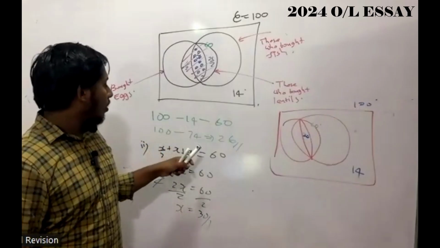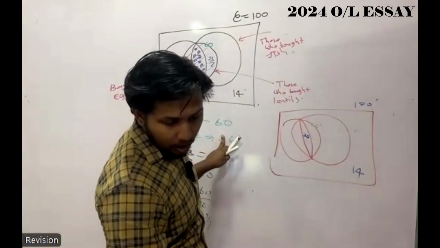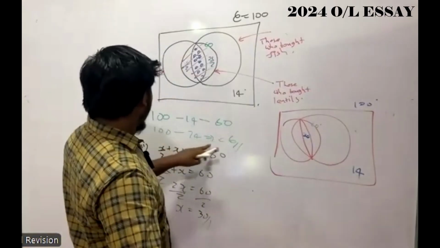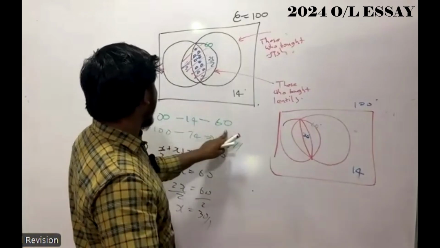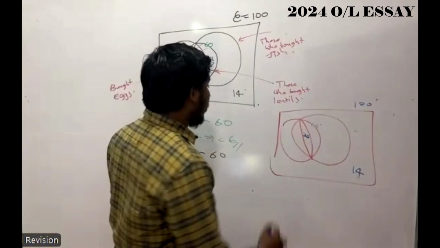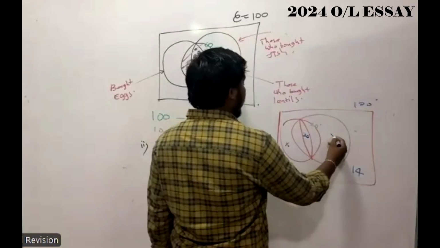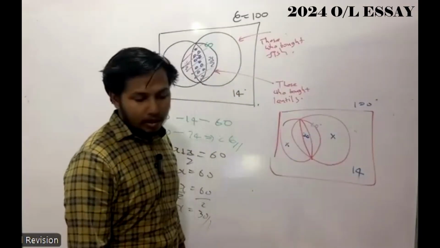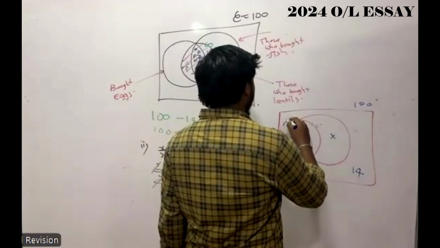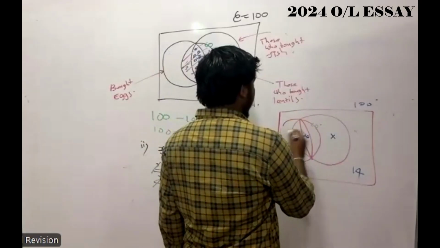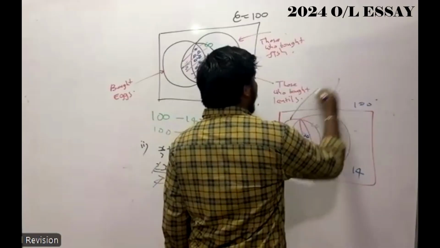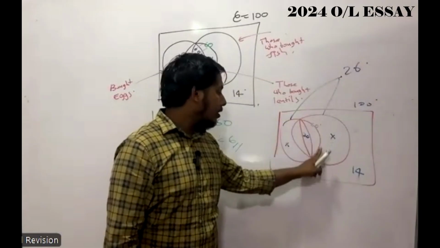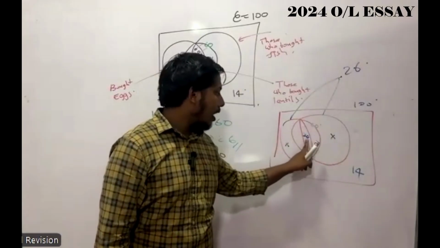Then we got this one: how many customers bought exactly one of the three items? That is 100 minus 14 minus 60, which is 26. It means this plus this is 26. I'll draw an arrow here and mark this as 26. Now we know this is 60, right? This is 60 and this is 30.